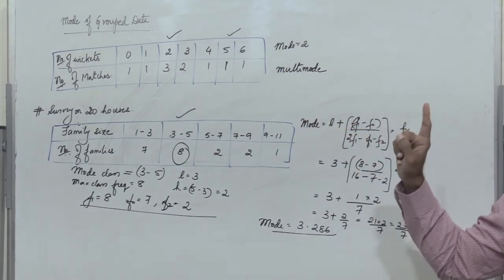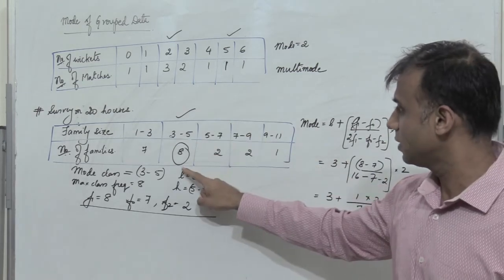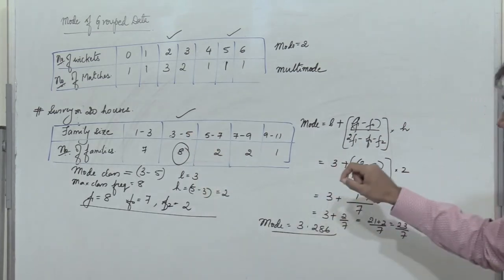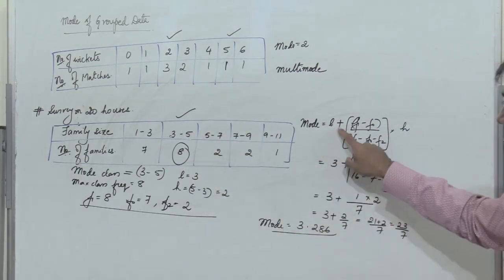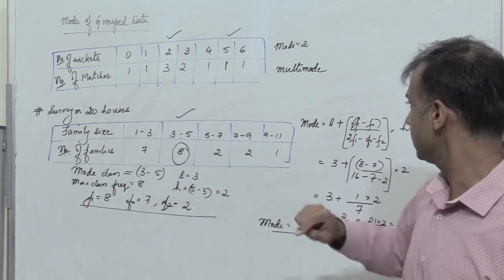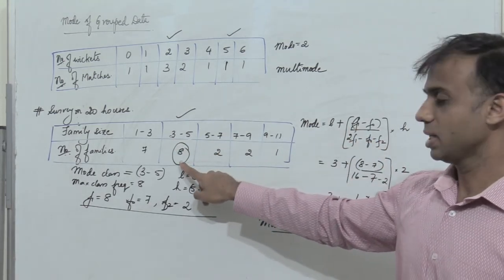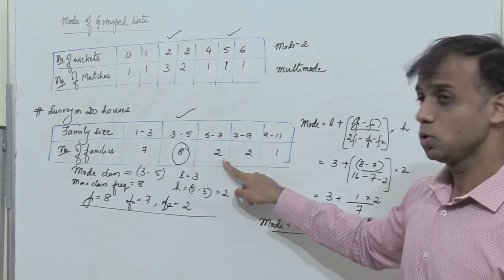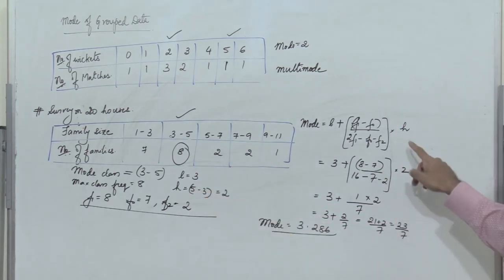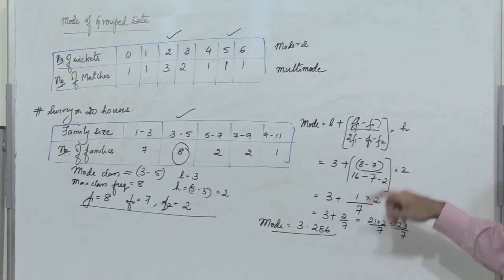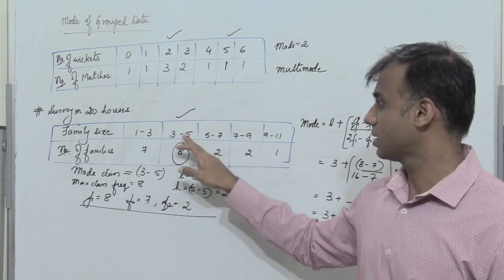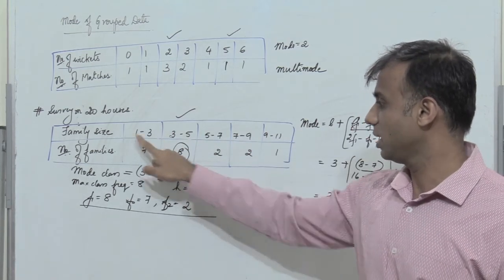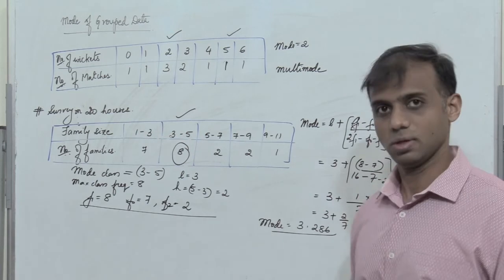So what are the parameters which we need to find? We first have to identify the maximum class frequency and of course the modal class. Once you identify this, I need to find L, which happens to be the lower limit of the class. And then F1 happens to be the maximum class frequency, F0 is the previous, and F2 happens to be the succeeding frequency, and then we also need to find H. H happens to be the size of the class, which is maximum minus minimum. So this value of H remains the same, isn't it? Okay, so 3 minus 1 is 2, 5 minus 3 is 2, and so on and so forth.